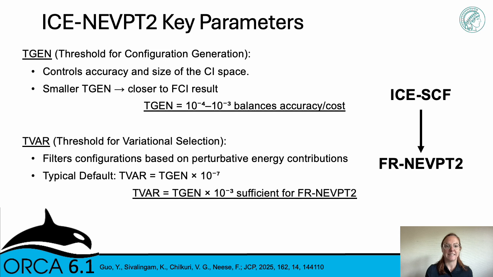So they found that a TGen between 10 to the negative 4 and 10 to the negative 3 actually balances the accuracy and cost within this methodology. Now, secondly, we have TVAR, which is the threshold for variational selection. This filters the configurations based on the perturbative energy corrections. Now, a typical default for TVAR is TGen times 10 to the negative 7th, which is normally about 10 times 10 to the negative 11th. However, they found within these calculations that TVAR equal to TGen times 10 to the negative 3 is actually sufficient for a full rank NEVPT2 calculation, which also still balances the accuracy and cost of this methodology.